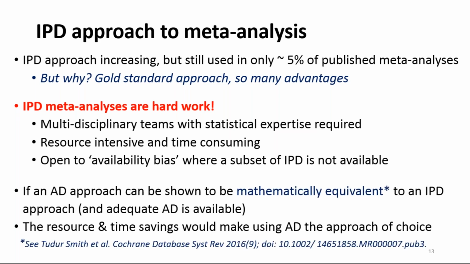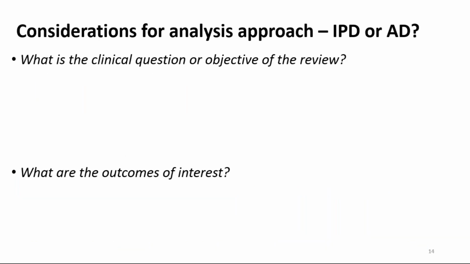So it should also be noted that if you can establish that an aggregate data approach can be mathematically equivalent to an IPD approach, and you can get hold of the adequate summary level data that you need from published sources, then the resource and time savings would make using aggregate data the approach of choice rather than the gold standard approach of IPD. And what do I mean by that?